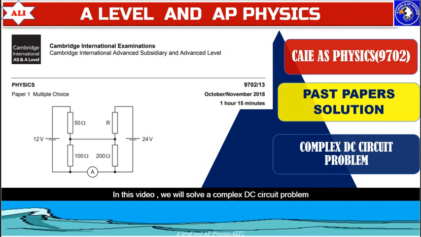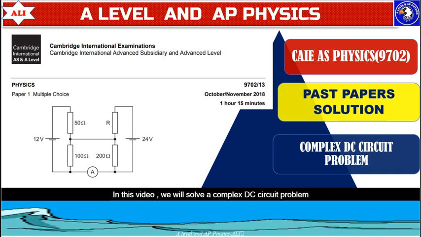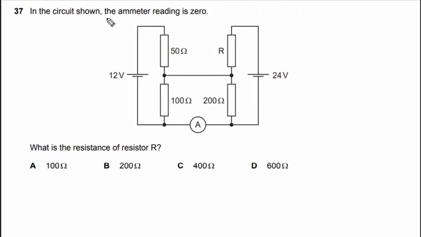In today's class, we will talk about one complex DC circuit problem from Cambridge AS Physics. For this question, it is given to us that the ammeter reading is 0. It simply means that there is no current passing through this ammeter. So this is what is given to us. And the question is simply asking us to find out the resistance of resistor R.